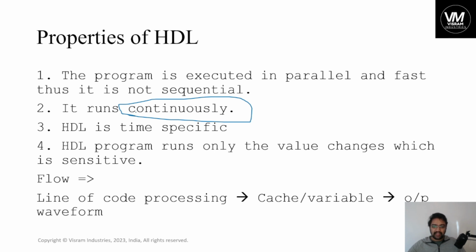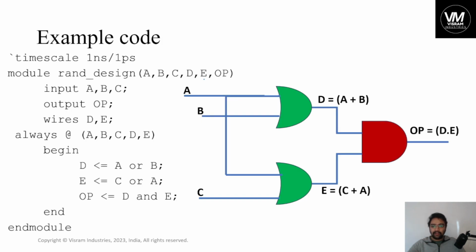Another property is that it is time specific, very sensitive with respect to the timing, because the entire digital circuit will work with reference to the clock, one clock, and all these elements should be sequential and synchronous to this clock. So a synchronized clock is the key element in digital circuit functionality. So moving to the next thing, example code.